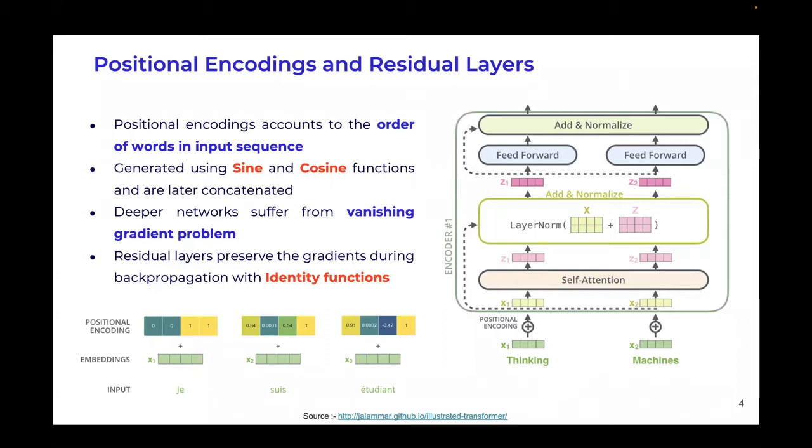Later on, it was also concatenated to the transformer architectures due to its success. So residual layers preserve the gradients during back propagation with identity functions. Even if the gradient is very small for a particular activation layer, the identity function, whose gradient will be equal to 1, would get added to the original input, so that the gradients are preserved here.